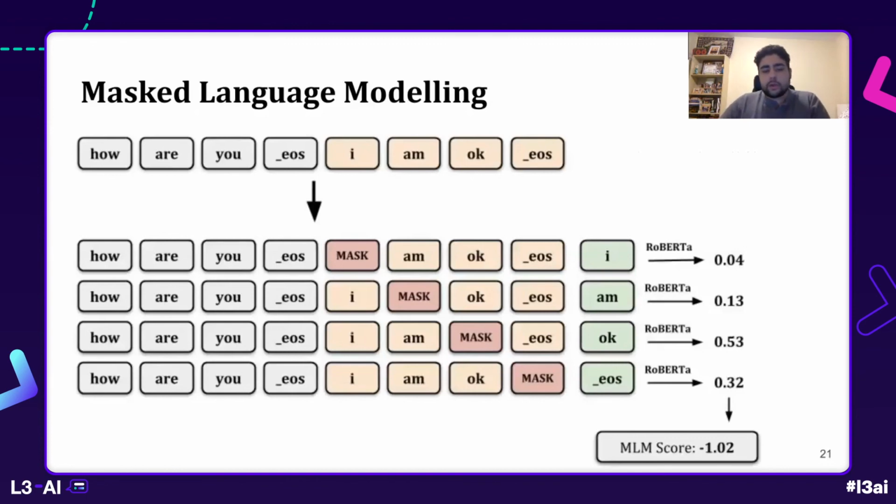So in masked language modeling, we have the dialogue context and then we have the response, and they're concatenated to each other. We go through every single word of the response and we sequentially mask every single word. And then we compute the probability of the word that we masked. In doing so, we're essentially getting a sense of the likelihood of the response following the dialogue context. We add up the score for the masking of every single word, and that gives us the MLM score.